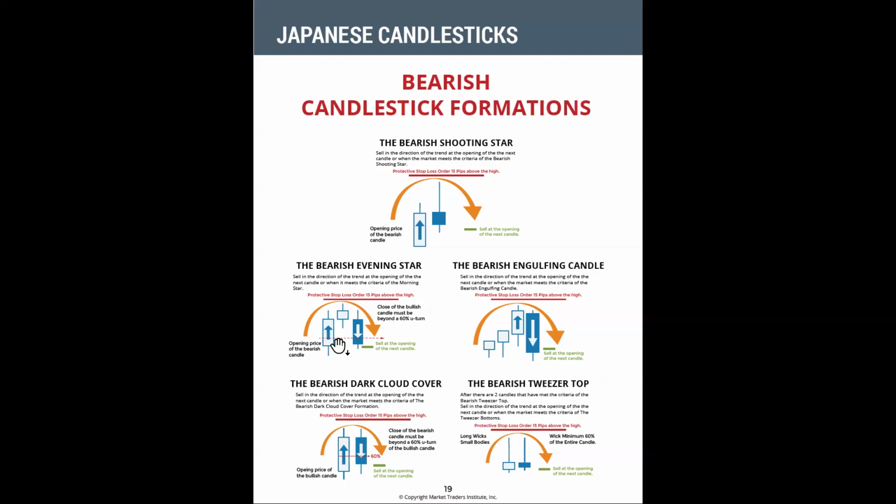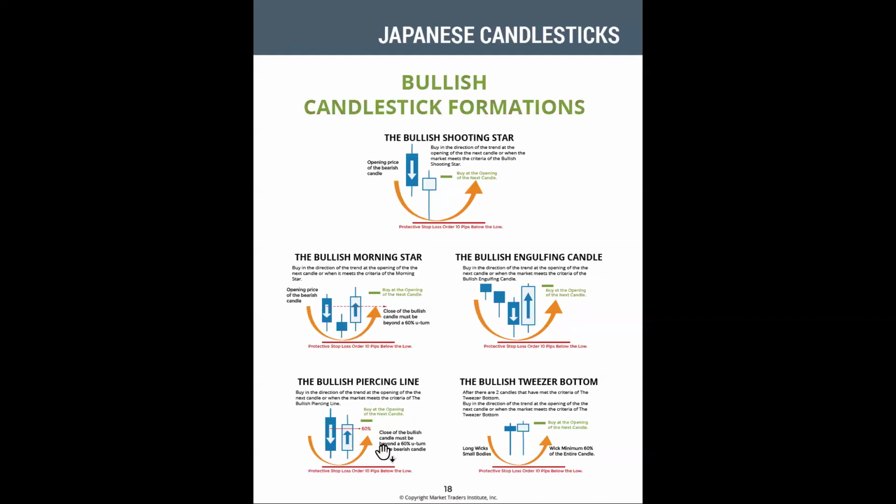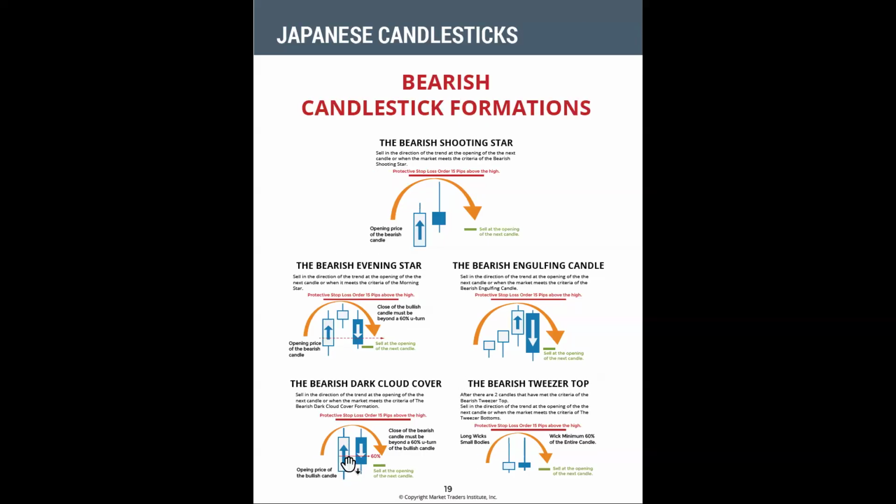So for the morning star and the evening star, you see it is a bullish candle followed by an indecision candle and then a bearish candle. So it gives you a U shape. Then the dark cloud is the opposite of the piercing line. See the piercing line for bullish, the opposite of it is dark cloud in bearish.